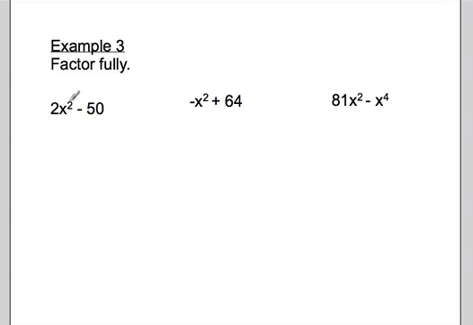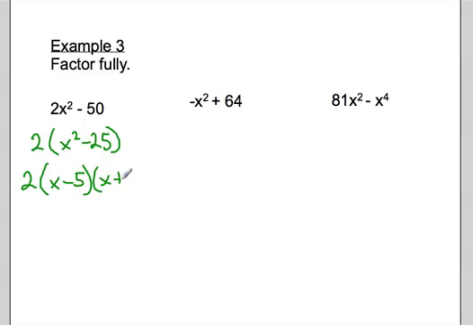Now, here in this example, we don't have a square number here. 50 is not a square number. But what we do have is a greatest common factor between 2 and 50, which is 2. So we can factor out the GCF first, and that's going to be 2 times x squared minus 25. And now we have a difference of squares inside the brackets. We can get the square root of x squared, we can get the square root of 25. So we can factor that using the difference of squares method. So that's going to become x minus 5 times x plus 5.